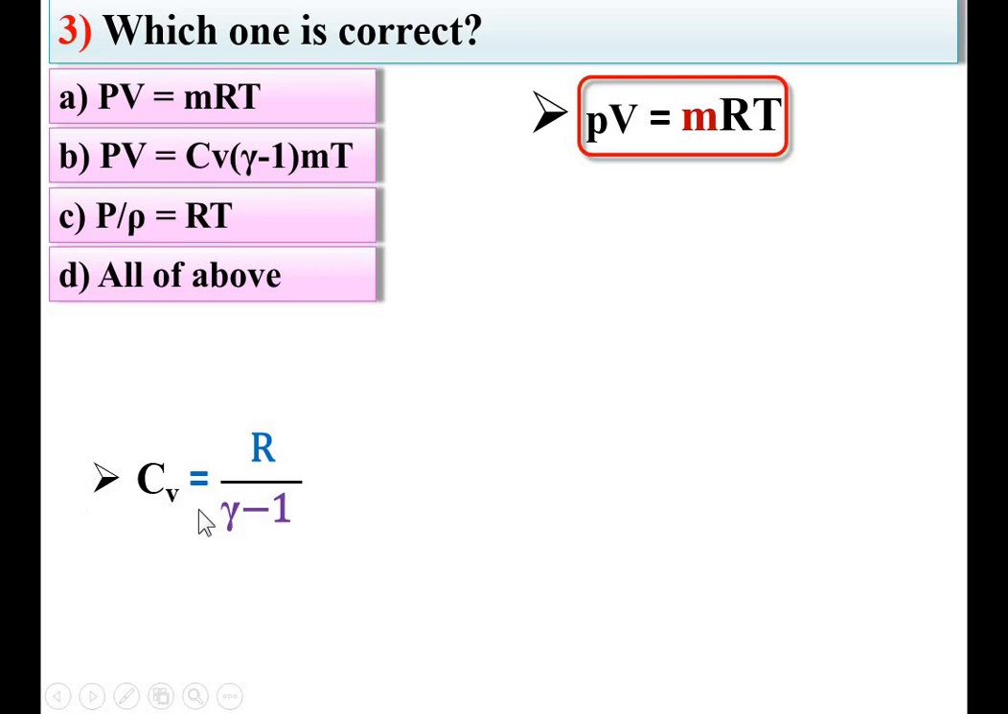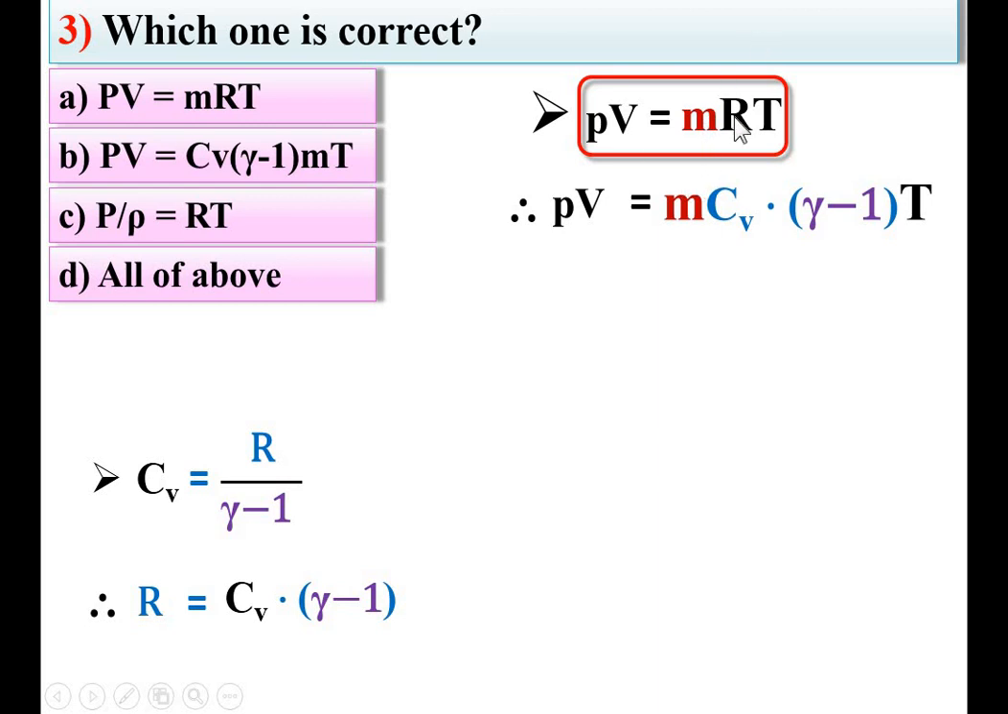As you know, CV, that means specific heat at constant volume, is equal to R upon gamma minus 1. So I can say R is equal to CV into gamma minus 1. If I put this value over here, then you can say PV is equal to M as it is, and R is equal to CV into gamma minus 1, T as it is. So this is also the right equation. So make a box. B is also the right answer.